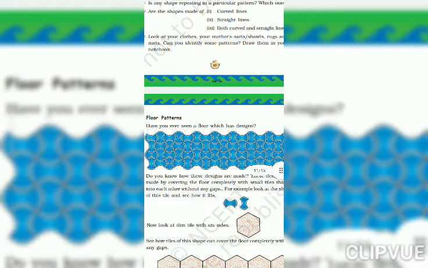Okay, now here you can see floor patterns. Tiles, you must have seen in different houses and buildings. You can see the tiles, the floors made of tiles, they have different patterns they are following. Okay, so we will discuss these things in our next sessions.